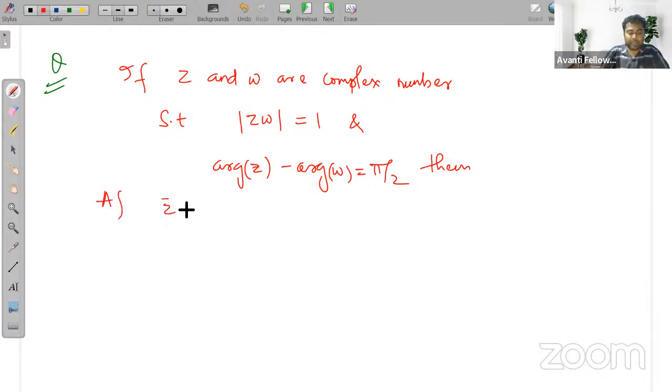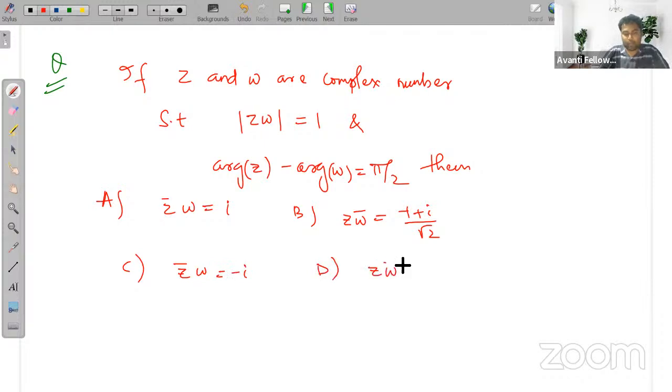Options are: option A, Z bar into omega is equal to I. Option B, Z into omega bar is equal to minus 1 plus I by root 2. Option C, Z bar into omega is equal to minus I, and option D, Z into omega bar is equal to 1 minus I upon root 2. So I am launching the poll also here. Yeah, the poll has been launched. Respond to the polls. Which of the following is the correct answer? And I'm giving you 1 minute also. Take 1 minute to solve this question.